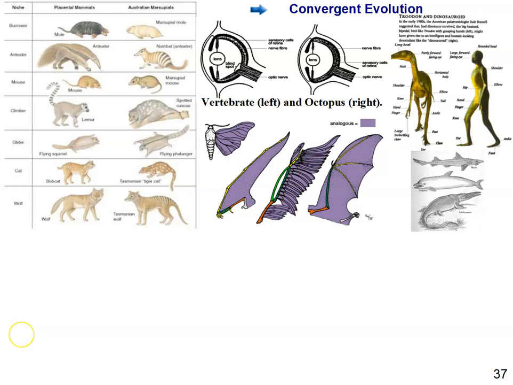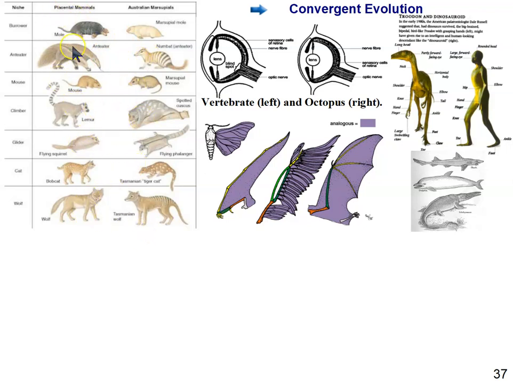Here we're looking at convergent evolution, which is kind of the opposite idea, where species that are not related to each other evolve characteristics that cause them to have similar morphologies. Remember, morphology means the shape or form of something, because they have evolved to adapt to the same kind of niche. So here, for example, we're looking at marsupials. We're comparing marsupial mammals and placental mammals.